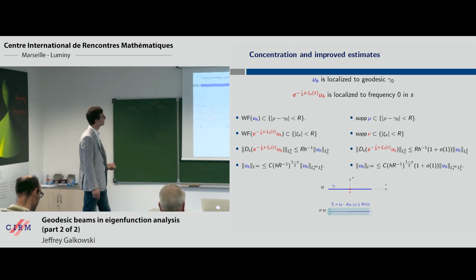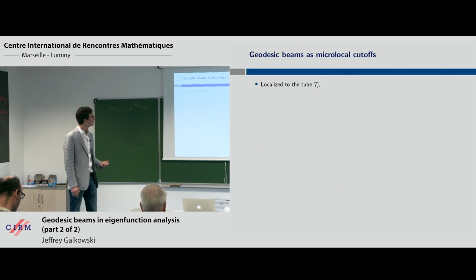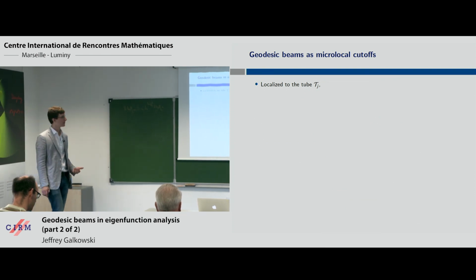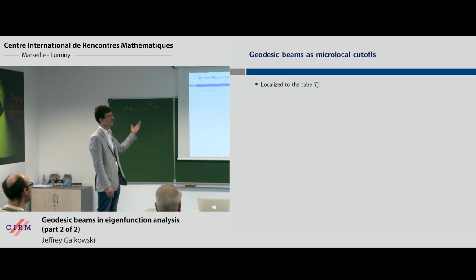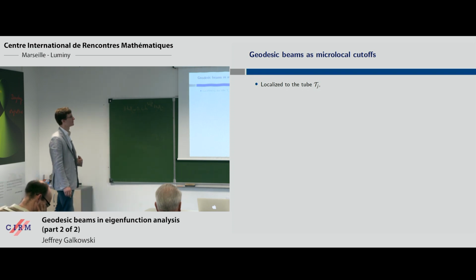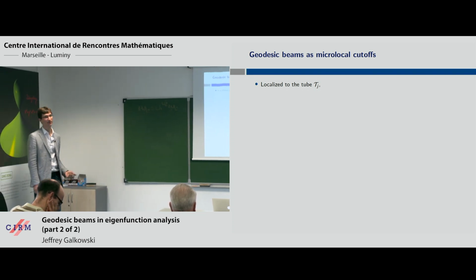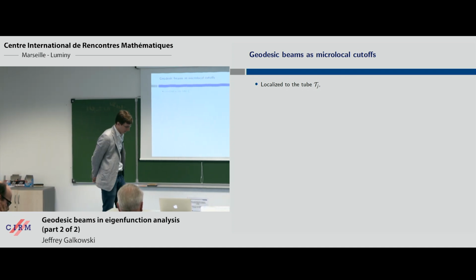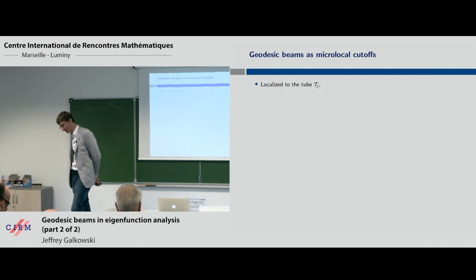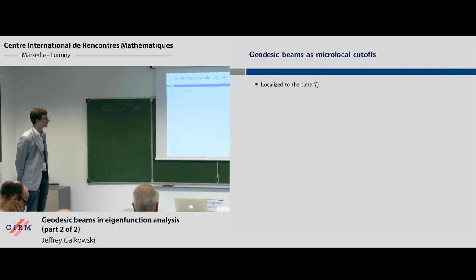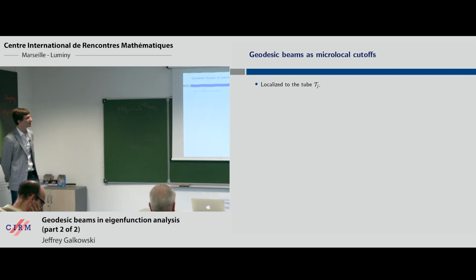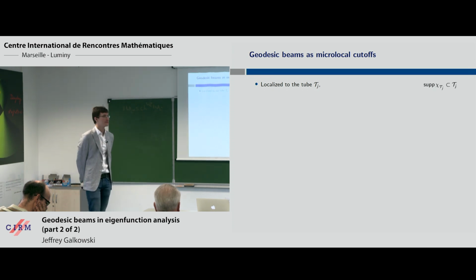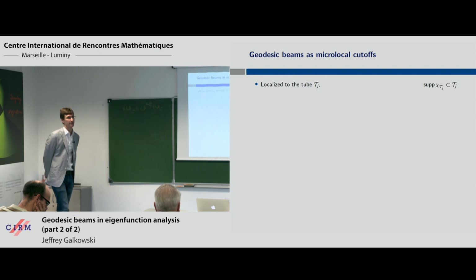And now we need to know what a geodesic beam is. How do I think of it as a microlocal cutoff? And why is it a geodesic? Why should it be a geodesic beam, not some other random tube? Okay, so I want to think of these as microlocal cutoffs. And so I want to think of them as being localized to some tube. Their wavefront set should be contained in some tube. And what does that mean about the cutoff? Well, it just means that the support should be contained in that tube. There's nothing too surprising.